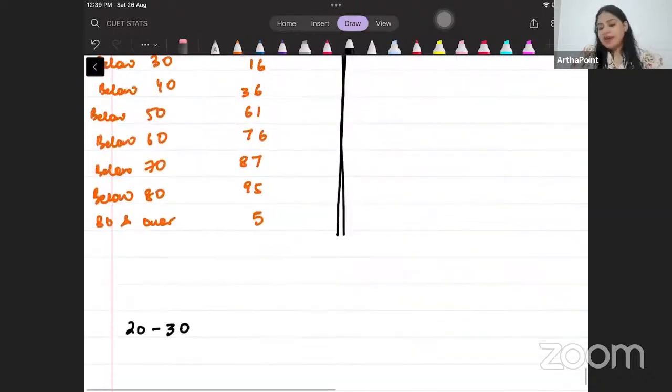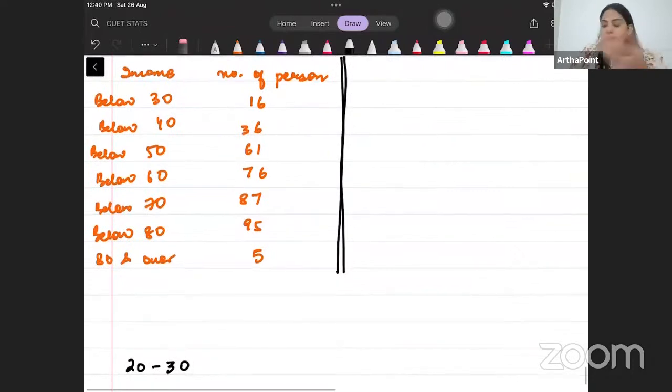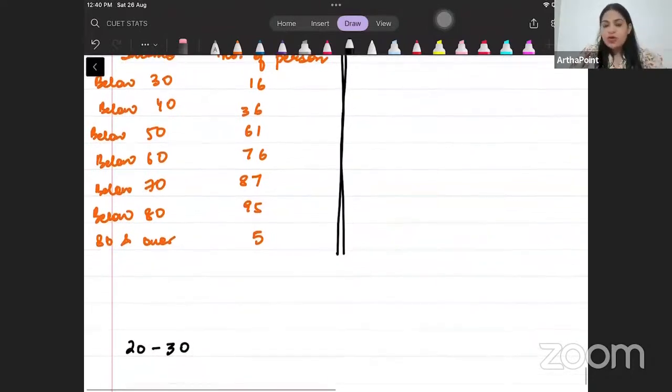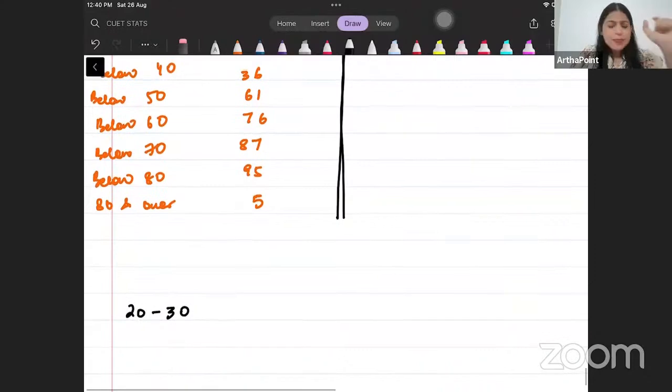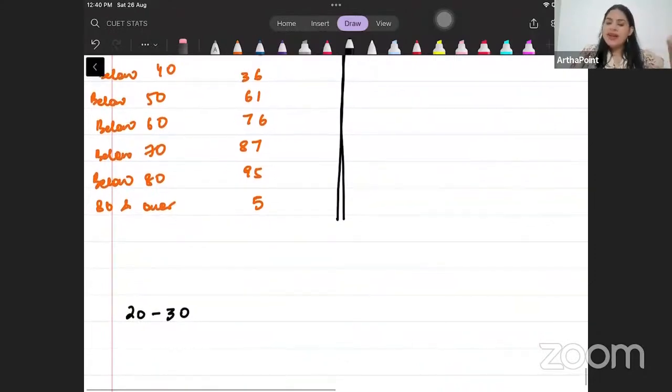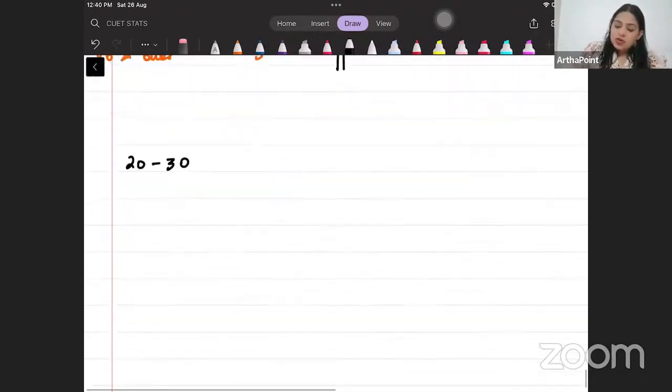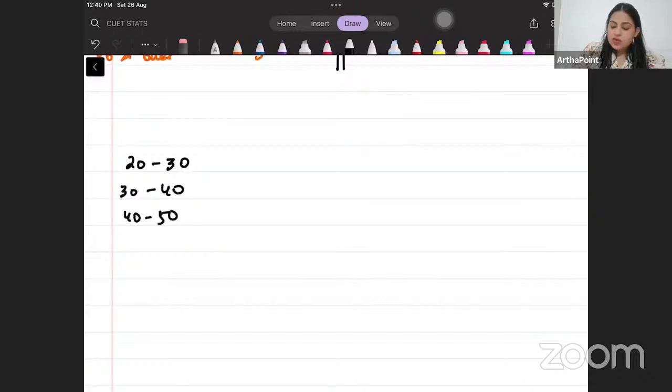Similarly, it says above 80. So beta, again in above 80, I don't know how much it would have been, but because each gap stands for 10, for solving purpose I can take it between 80 to 90. So what can I do? So this will be 20 to 30, 30 to 40, 40 to 50, and so on. This way you can redefine these intervals.